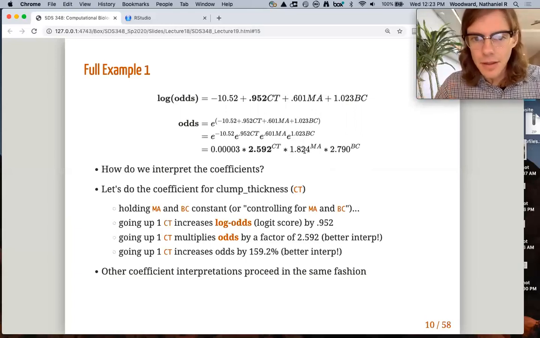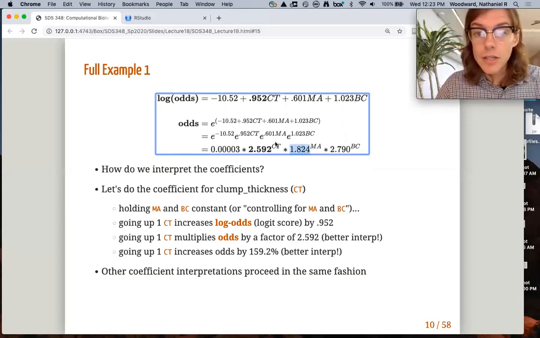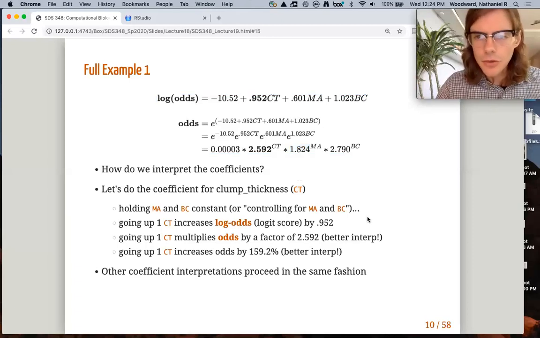Literally, in this case, it's exactly the same. If you wanted to interpret this one: controlling for clump thickness and bland chromatin, for every 1 unit increase in marginal adhesion, the odds of malignancy get multiplied by 1.8, or they go up by 80%. Every single time you increase marginal adhesion by 1, the odds of malignancy go up by 80%. 1.8 times 1.8 times 1.8 every single time. And so on.